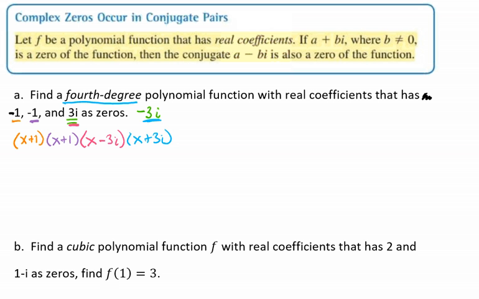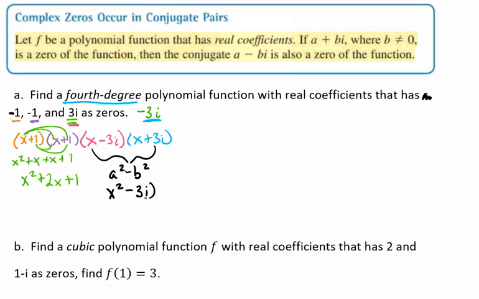And so for this first one right here, we're going to go ahead and FOIL that. When we FOIL that, we get x squared plus x plus x plus 1. So x squared plus 2x plus 1. Now over here, because these are conjugates, we can just take the a squared minus the b squared. So we'll have x squared minus 3i squared. So x squared minus 9 times -1, or x squared plus 9. And so now we need to multiply this piece with this piece.